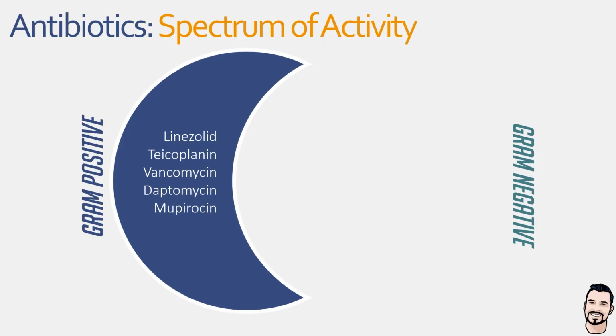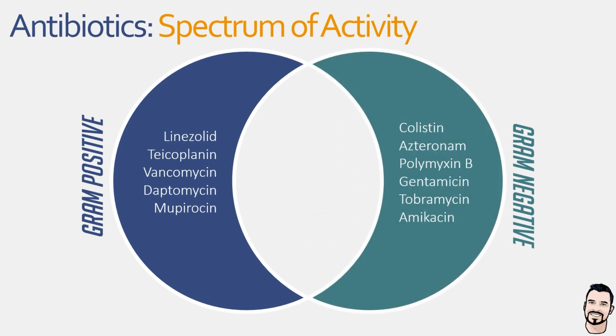Gram-negative bacteria, on the other hand, have a thin peptidoglycan layer but an additional outer membrane containing lipopolysaccharides. This extra barrier restricts entry of many antibiotics, so they require agents that can either pass through porins or disrupt the membrane itself. And some examples of gram-negative targeting antibiotics include colistin, aztreonam, polymyxin B, gentamicin, tobramycin, and amikacin.